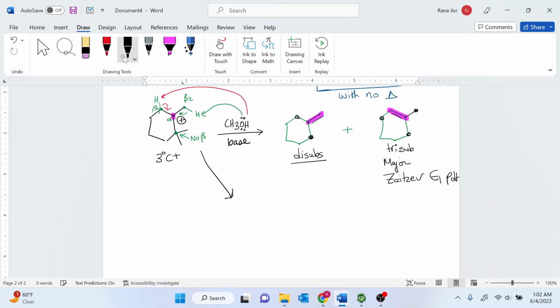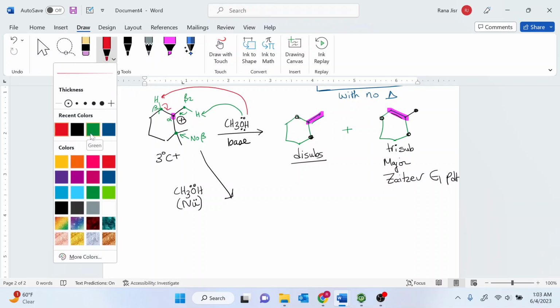We can also use the methanol as a nucleophile. And if this is the case, check if you have a potential chiral center, then the nucleophile is going to attack from both ends of the carbocation. So yes, here I do have 3 different groups around the carbocation. So I have a potential chiral center.